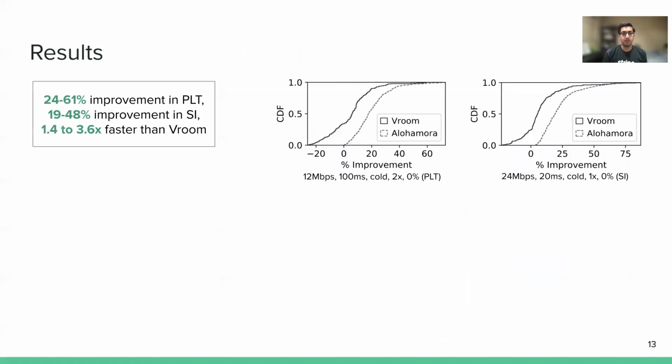We evaluated Alohamora across 500 pages, several devices and networks, cache settings, and more. I'll provide some quick highlights of the results, but the paper contains much more detail. Compared to a baseline of no push preload, Alohamora speeds up page load time by 24 to 61%, and speed index by 19 to 48%. We also compared to the state-of-the-art, Vroom, which enacts static push preload policies using a client-side request scheduler. Alohamora's policies are 1.4 to 3.6 times faster than Vroom's.